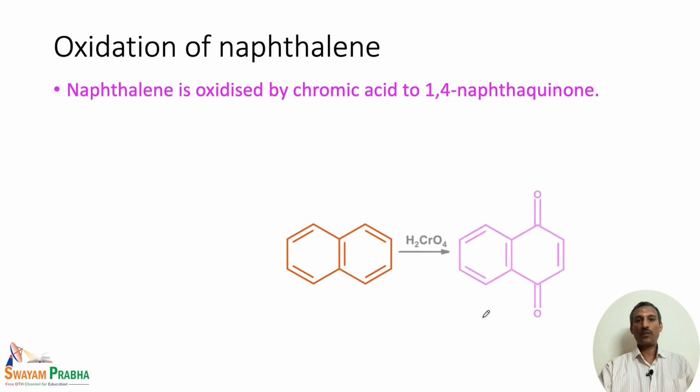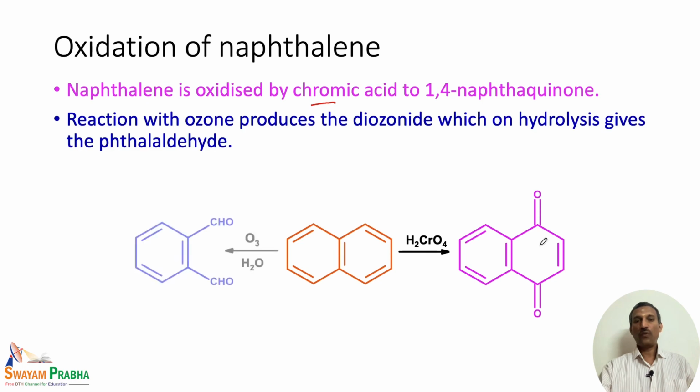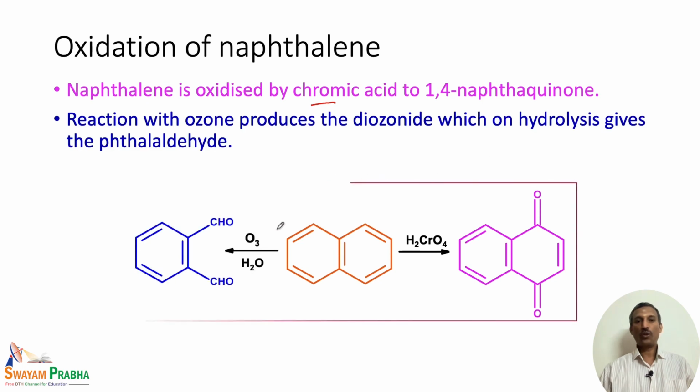So the next one is oxidation using chromic acid. If we use chromic acid to oxidize naphthalene, we end up with 1,4-naphthoquinone. If we use ozone, we end up with the ozonide. The diozonide is formed, which on hydrolysis actually leads to phthalaldehyde. That means we end up with the dialdehyde in the ortho position. That is what is called phthalaldehyde.